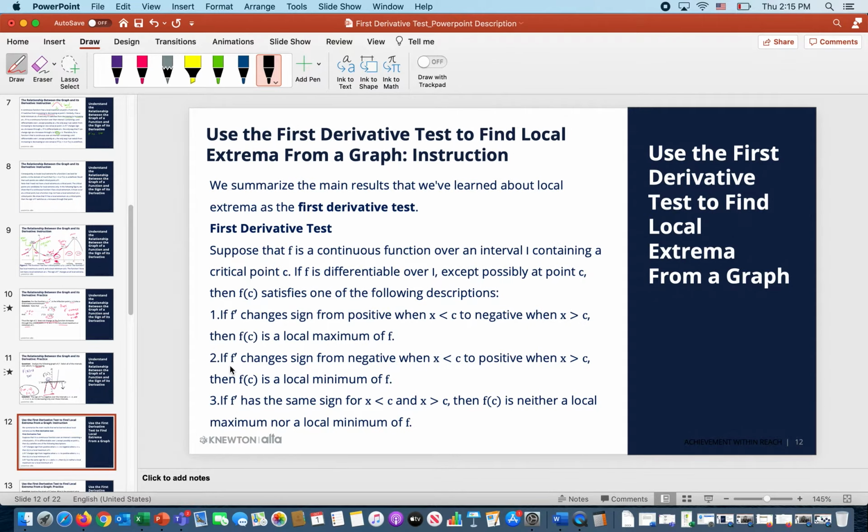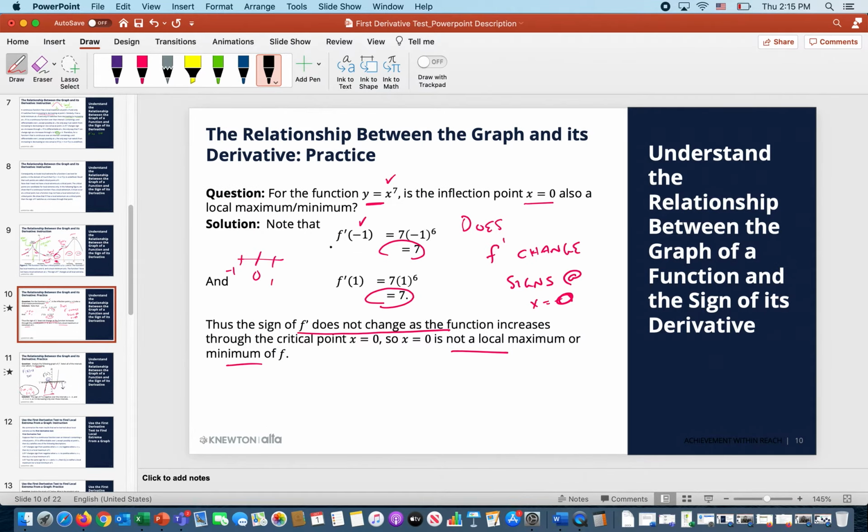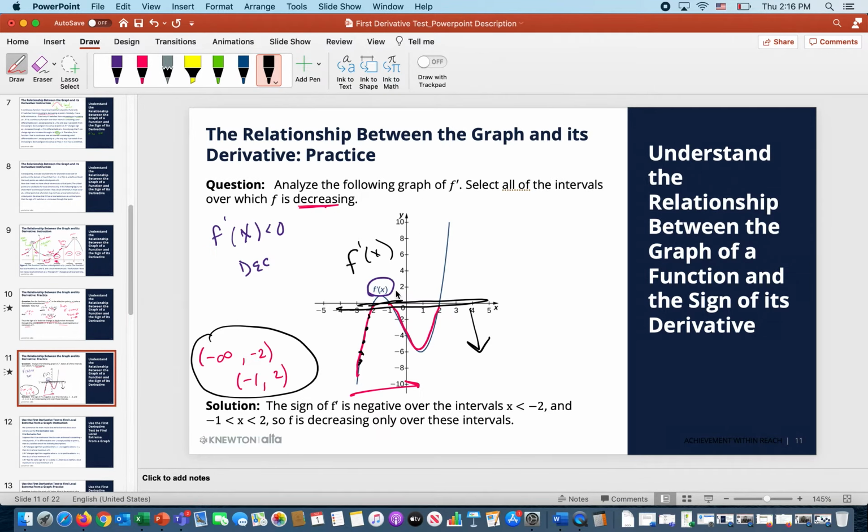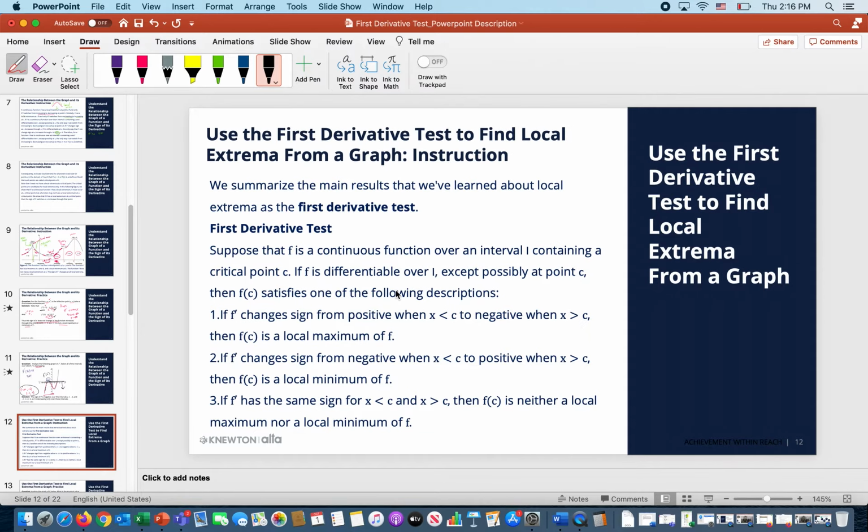So the first derivative test is really what we're using when we look at these problems. We're testing the value of the first derivative, and that's what we did here. We said the first derivative is positive 7, and down here the first derivative is positive 7. Because there was no change, we said that there's not a maximum and there's not a minimum, right? So look at what the first derivative test says.